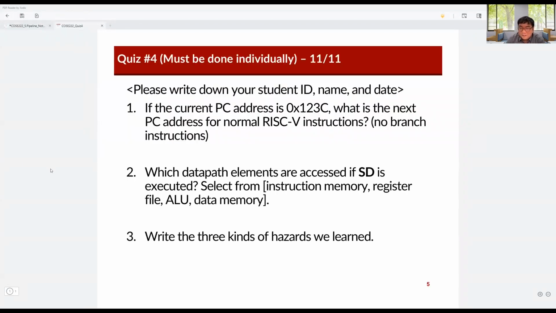I prepared this quiz for the previous class, but in the previous class we were so busy that we did not take this quiz. We will move on to the next topic in 3 minutes.